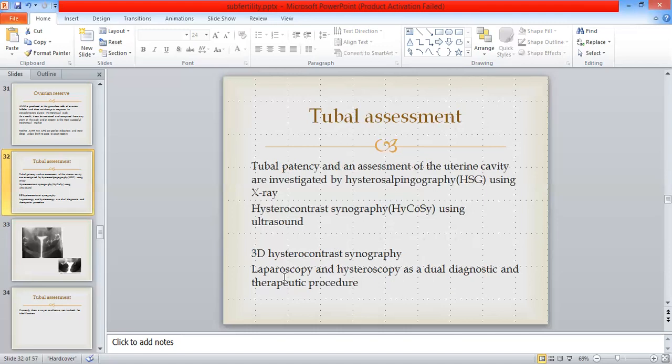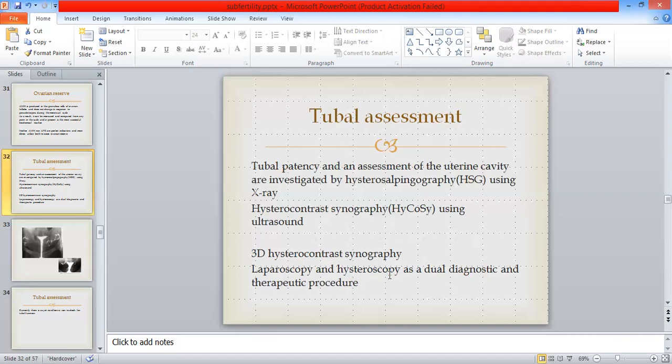Same as in hysterosalpingography, in laparoscopy the dye is passed through the cervix and the spillage is seen through the laparoscope in the peritoneal cavity. And hysteroscopy is also similar. The hysteroscopy is also performed through the cervix, and we are watching for different diagnostic purposes and for therapeutic purposes.